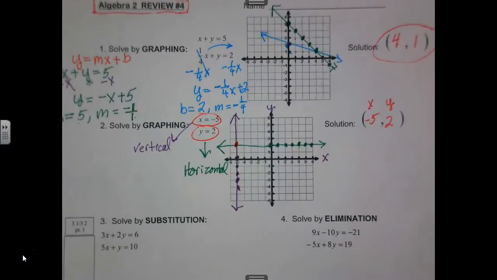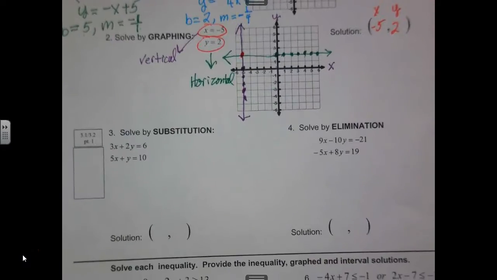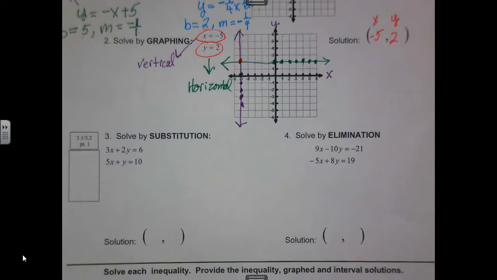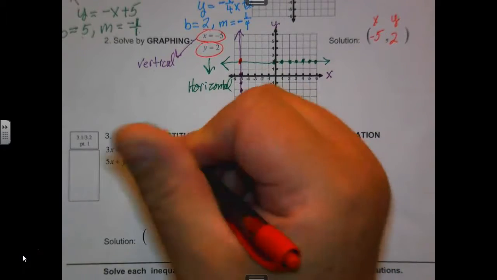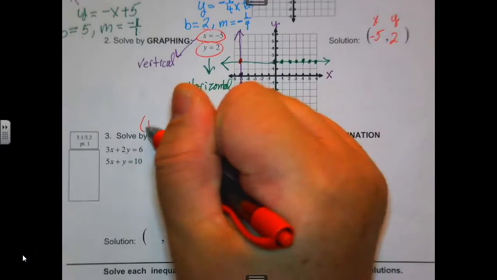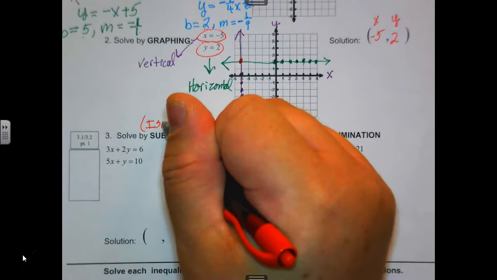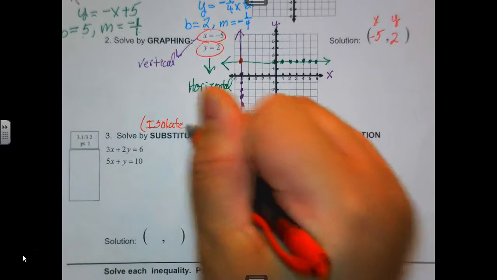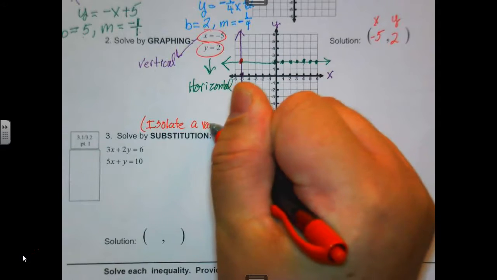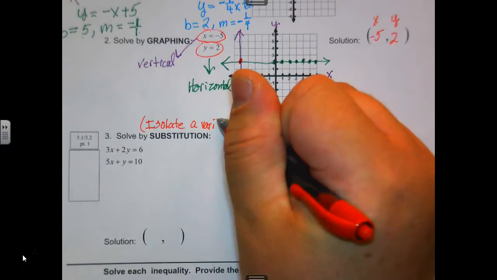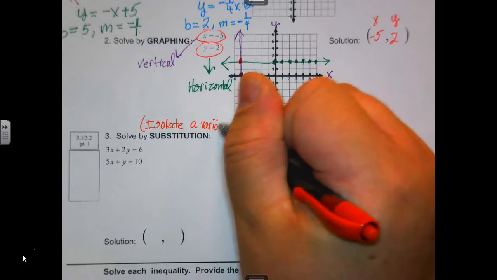What about substitution? What do I have to do for substitution? Yes, but the first thing I have to do is isolate a variable. I can't even use substitution if I don't do this. Variable.